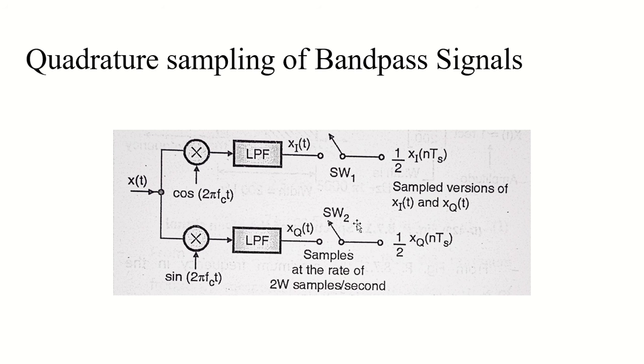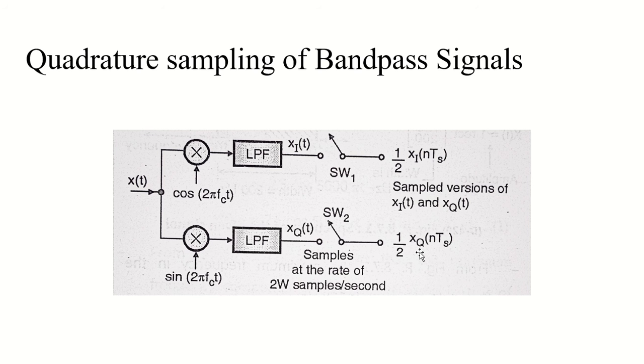So in this case, we do not sample the bandpass signal directly. Instead, before sampling, we represent the bandpass signal in terms of in phase and quadrature components. If you have studied the DQ component in machines, we do something like that here as well. We will have in phase and quadrature components, which we call xi of t and xq of t respectively, which you can see here.